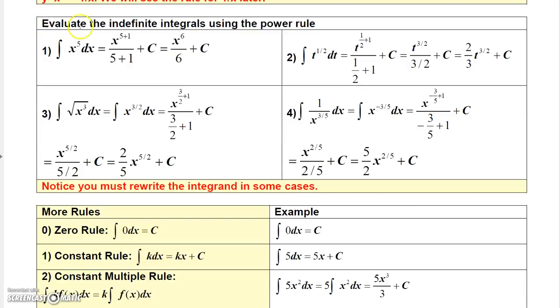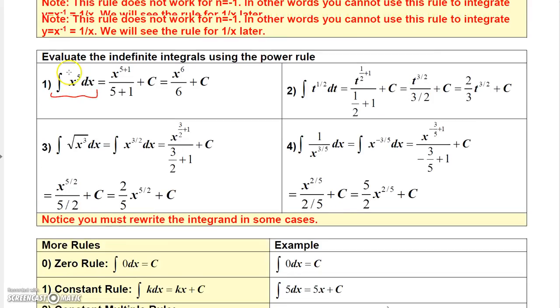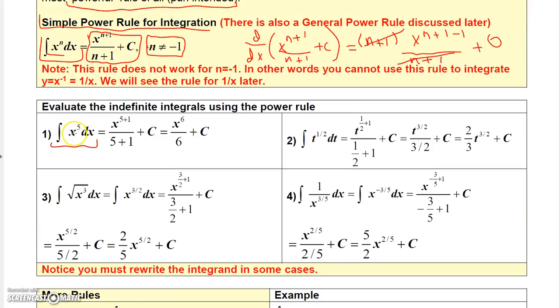Okay, now let's evaluate the indefinite integrals using this power rule. So we'll start out with a couple of simple ones. If you have the integral of x to the 5th dx, and you want to integrate that, then using this power rule, that would be x to the 5 plus 1, and then you just divide by the new exponent, 5 plus 1. So that would simply be x to the 6th over 6, and then you add the constant. And of course, you got to make sure you add the constant on indefinite integration.